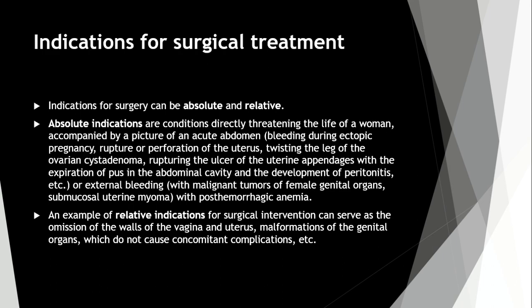An example of a relative indication for surgical intervention can be the prolapse of the walls of the vagina and uterus, malformation of the genital organs, non-incarcerated hernias, chronic cholecystitis, etc.